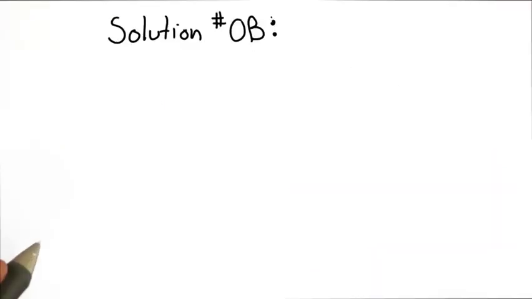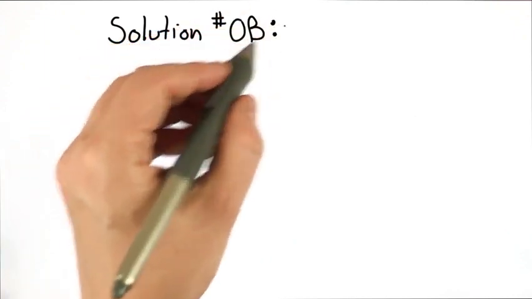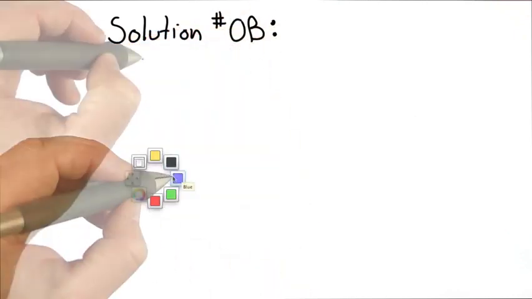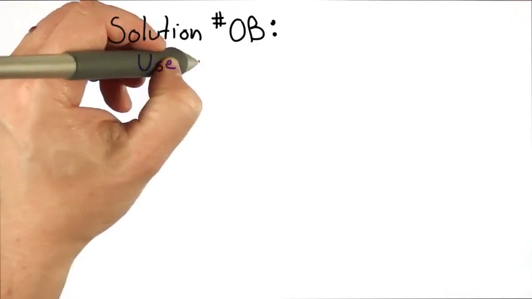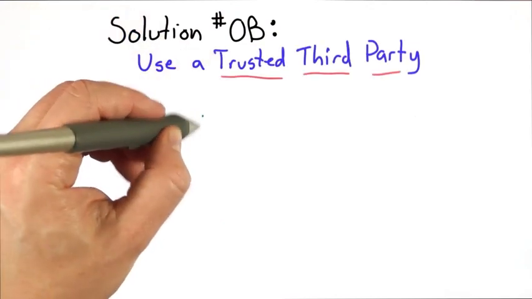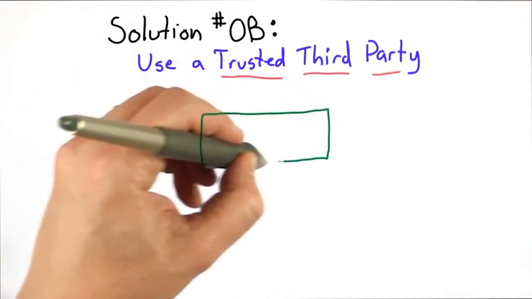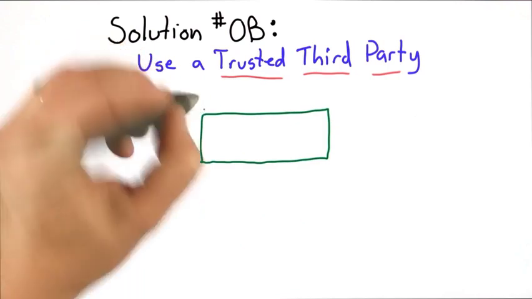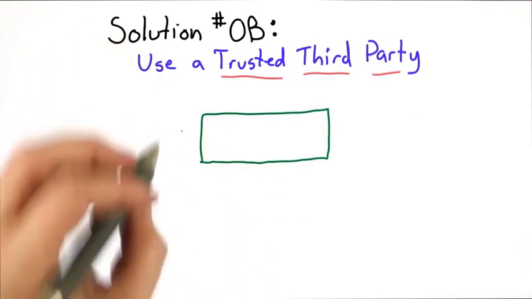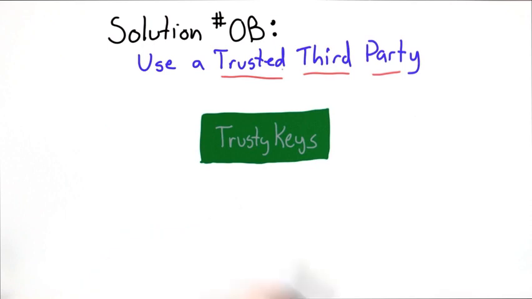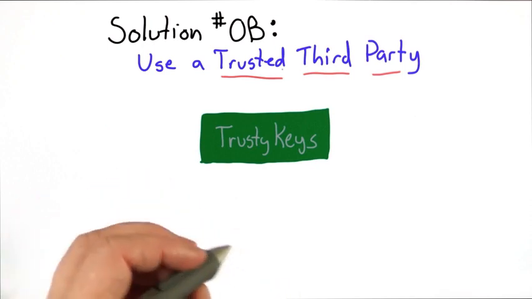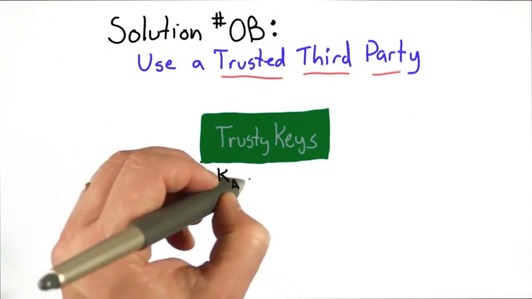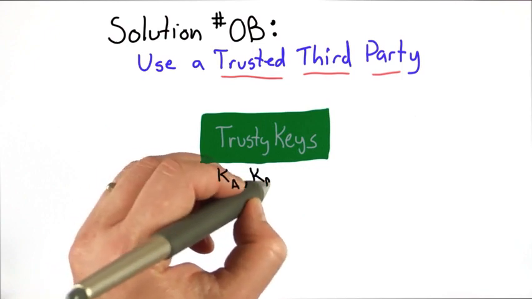So I'm going to discuss one other non-solution. We'll call this one number 0b, which is to use a trusted third party. So here's the idea that we have some very, very trustworthy place, and we'll make it green. People trust things that are green. So we have this very trusty place called Trusty Keys. And Trusty Keys has a shared secret with each individual in the network.